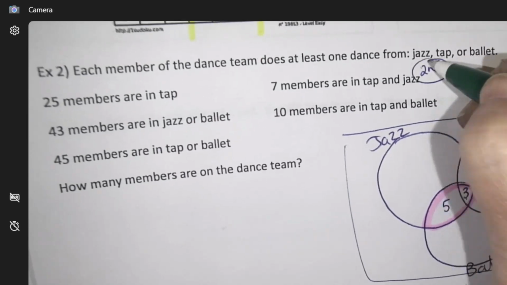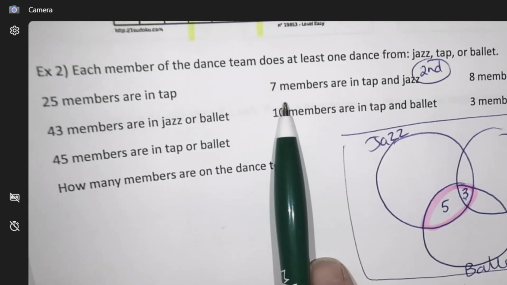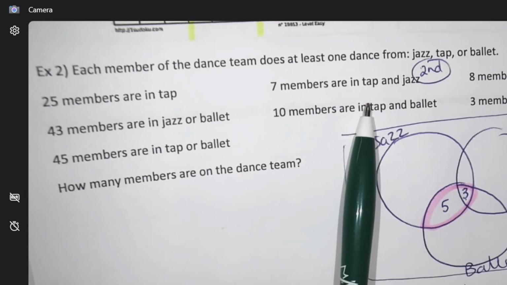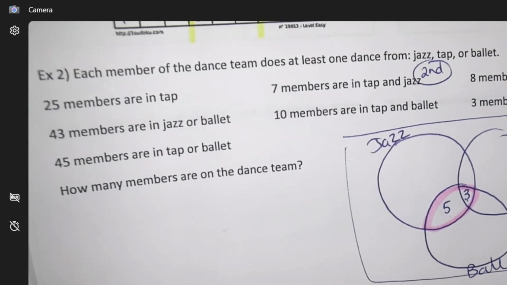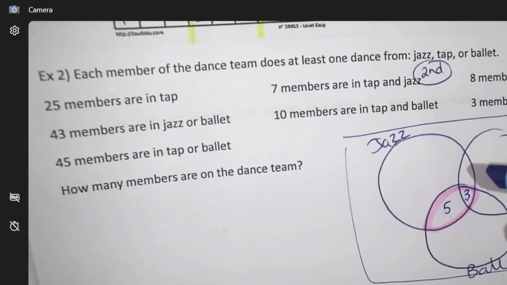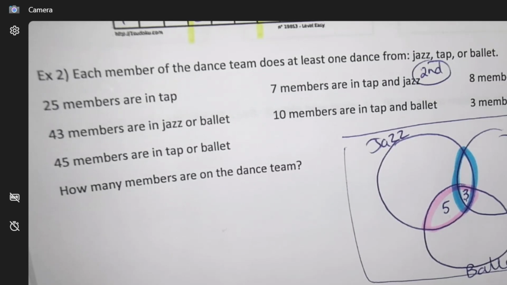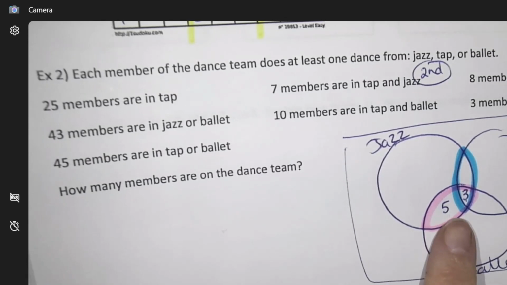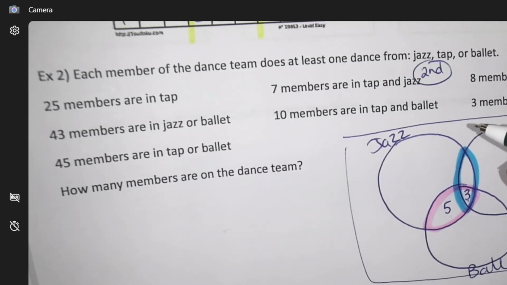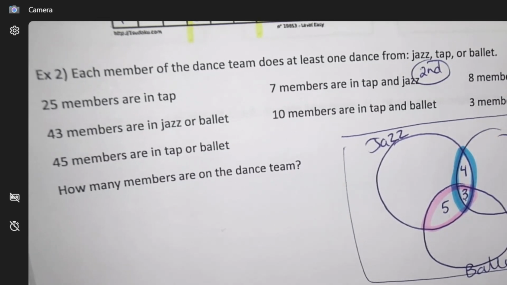Okay, I'm going to look for another one of those statements. So 7 are in tap and jazz. So where does tap and jazz overlap? So this is my blue section here. So I need 7 in that section, so I'm going to put a 4.